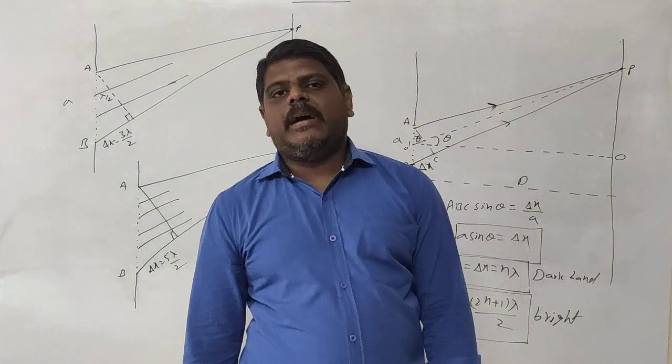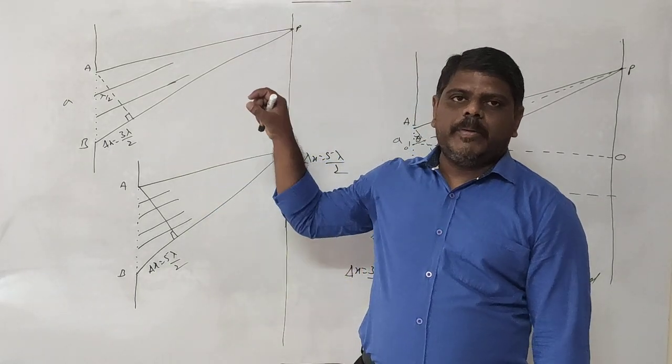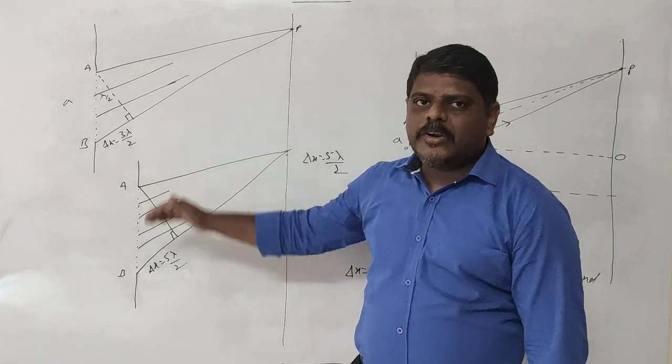When you refer to the 7 lambda by 2, then immediately what happened? 1/7 of the slit only is going to produce the bright band. That's why the bands are going to decrease.